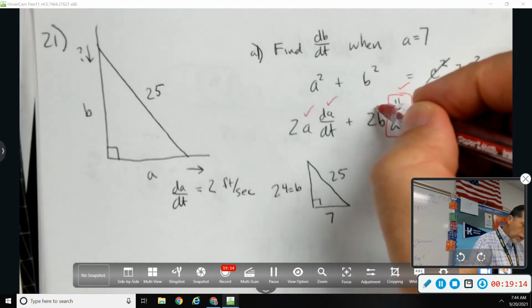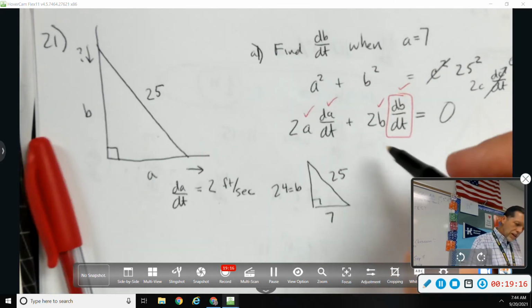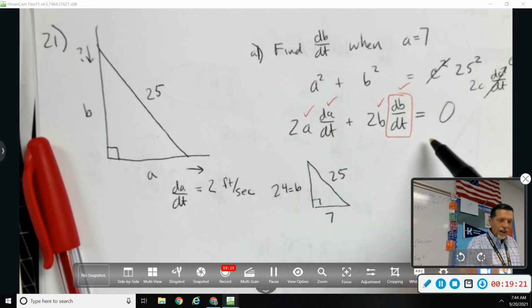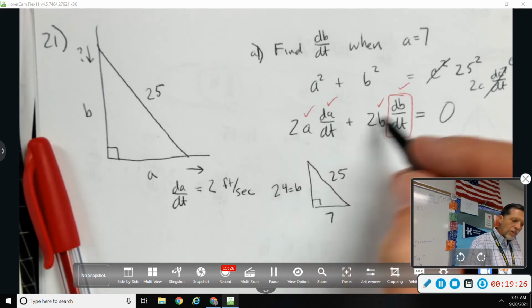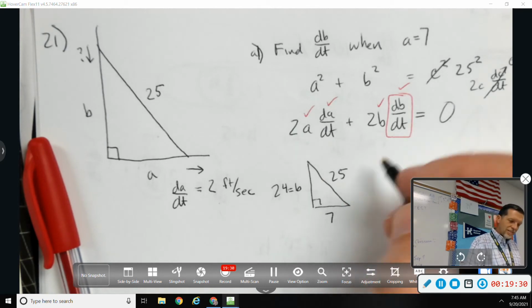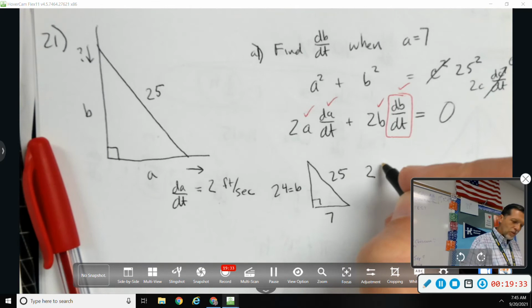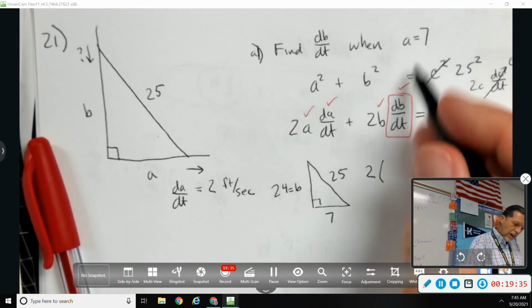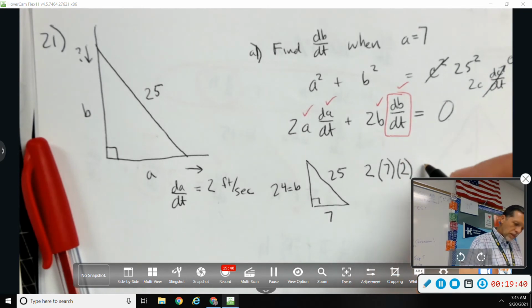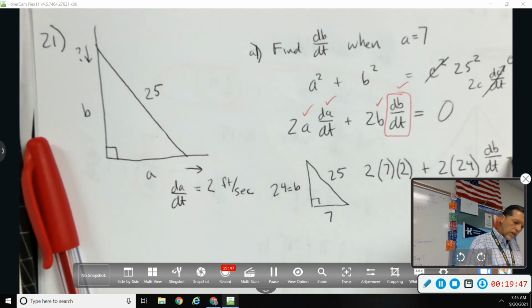So now I know everybody. I can plug in first, or I can do algebra first. Doesn't matter. Do you have a preference? Plug in. Are you okay if I divide by 2s, or we leave the 2s? Okay, we'll leave the 2s and plug in first. So A is 7, dA/dt is 2, 2 times B, we just said, is 24. The dB/dt is what we're looking for. All that equals 0.